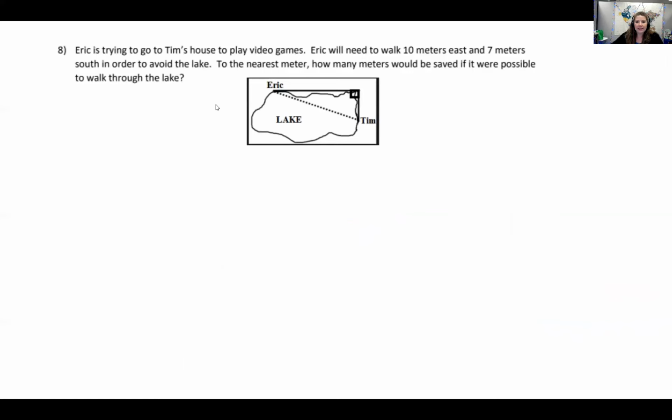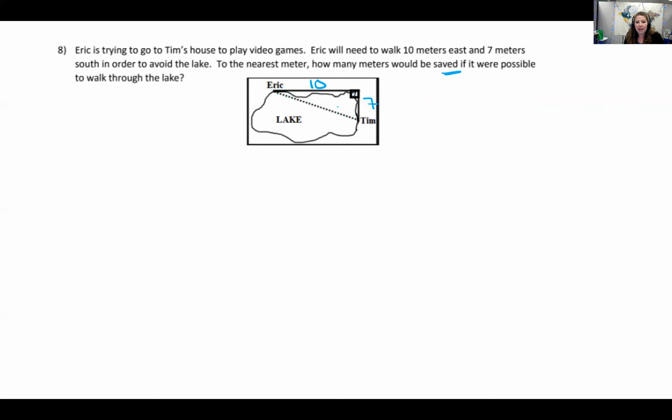So number 8, it says Eric is trying to go to Tim's house, play video games. Eric is leaving his house. He's going to walk 10 meters east and then 7 meters south to the nearest meter. How many meters would be saved if it was possible to walk through the lake? So right now he walked 17 meters, right?